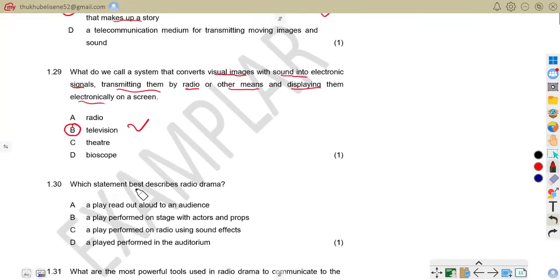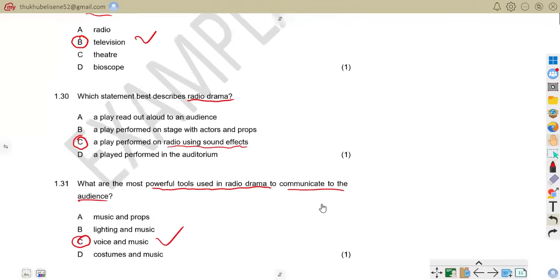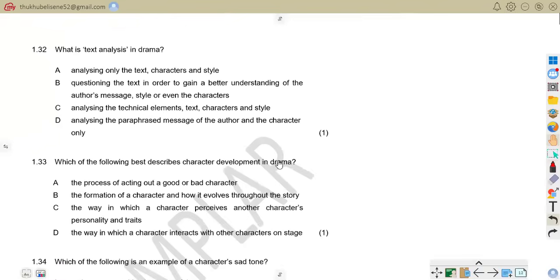1.30. Which statement best describes radio drama? The correct answer is C. Radio drama is a play performed on radio using sound effects. So that is that. Now we're moving on to 1.31. What are the most powerful tools used in radio drama to communicate to the audience? So the correct answer there is C, voice and music. Then we have to move on to 1.32.